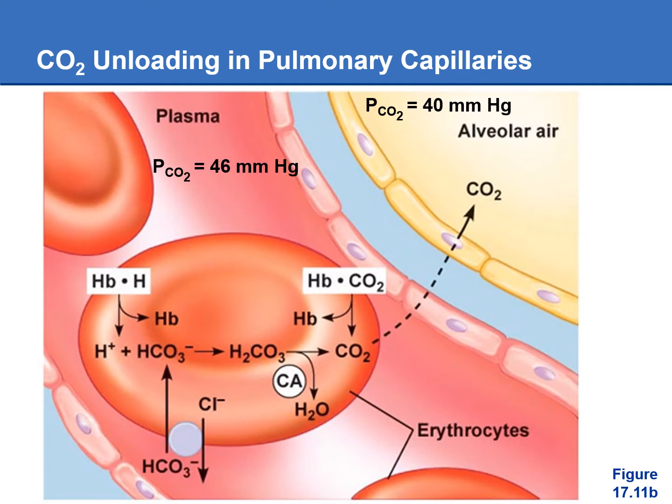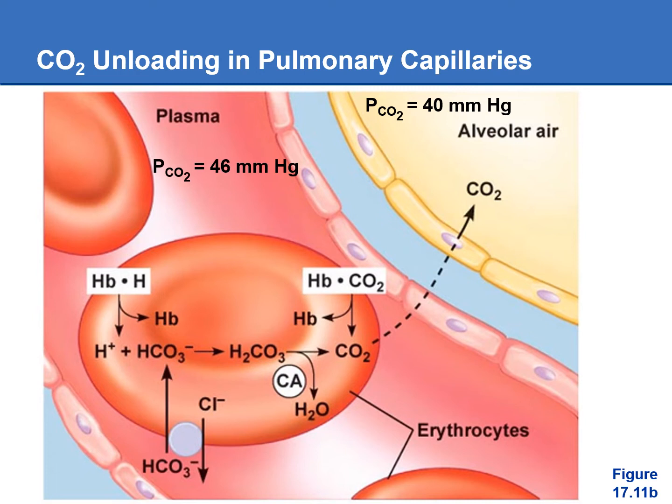The partial pressure of carbon dioxide in the pulmonary arterial blood coming into the lung capillaries is at 46. And the partial pressure of carbon dioxide in the alveoli is at 40. So carbon dioxide is just going to diffuse down its partial pressure gradient from high to low from the blood into the lungs. And then we're just going to do the reverse of everything that we just showed you in the tissues.